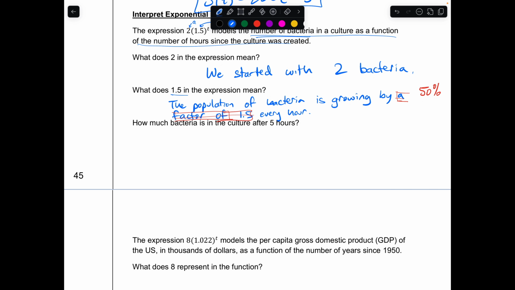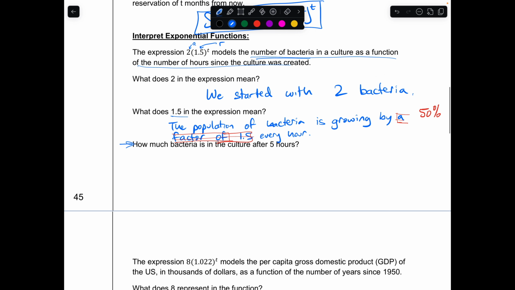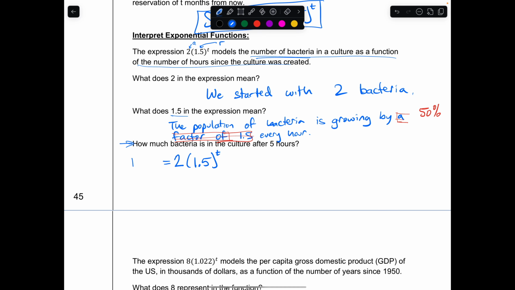We do have one more question here. How much bacteria is in the culture after 5 hours? So it called it an expression, which that's true. There's no equal sign, so this is an expression. But it's kind of bothering me that this isn't written as a function. So let's name this expression B of T. So B for bacteria. This is the number of bacteria at time T in hours. Now we have a function, and it's giving us 5 here.